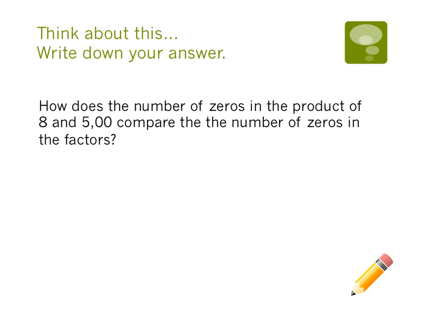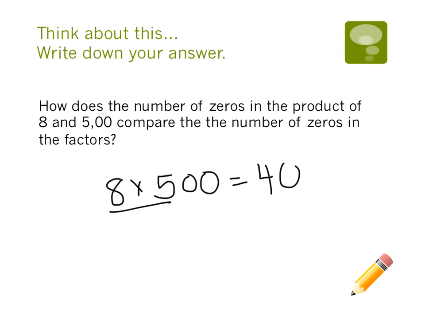Think about those problems. How does the number of zeros in the product of 8 and 500 compare to the number of zeros in the factors? Remember from the previous page, 8 times 500 gives me a basic fact of 8 times 5, which is 40, with 2 zeros, so my answer is 4,000. Pause right now and write down an answer to this question.